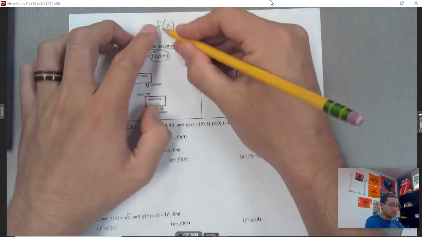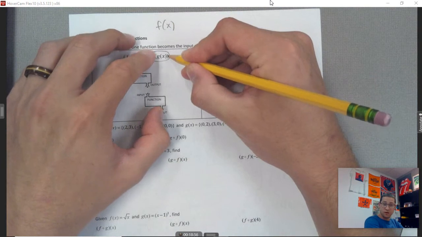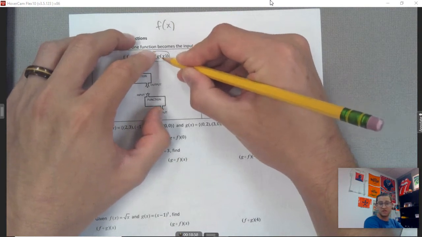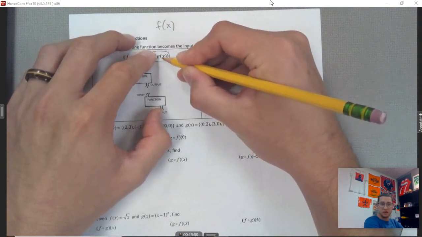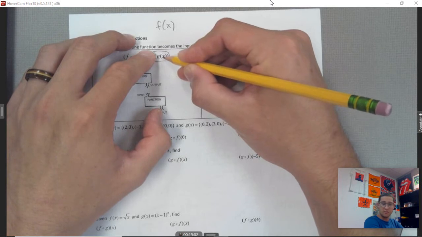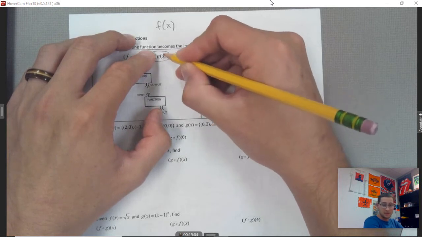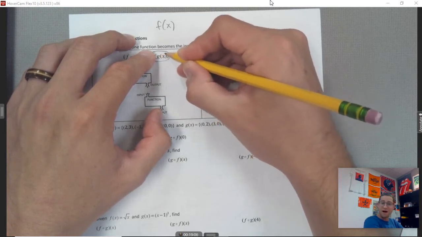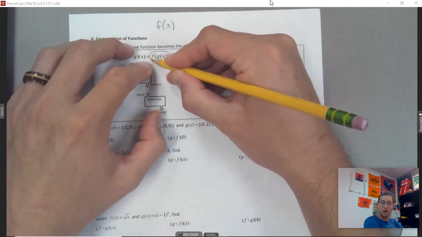So think about it. What's in parentheses this time, though? Well, what's in the parentheses this time is a g of x. But what's the input of g of x? Well, we're inputting x, and this is an output, but now that output is an input for f.